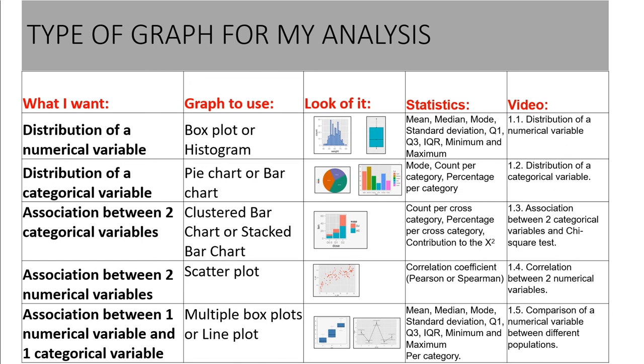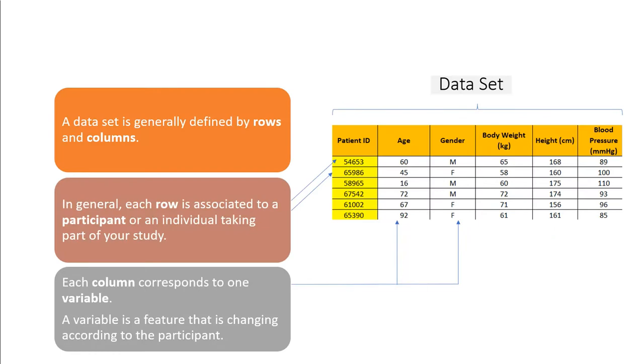Hello everyone, welcome to my video about the types of graphs that you should do for your analysis when you have a data set. If you remember my first video, a data set contains columns that are what we call the variables, and the rows usually represent the participants. So when you send a survey or collect data from several participants, usually each row will represent a participant and the columns will represent the variables that you should use.